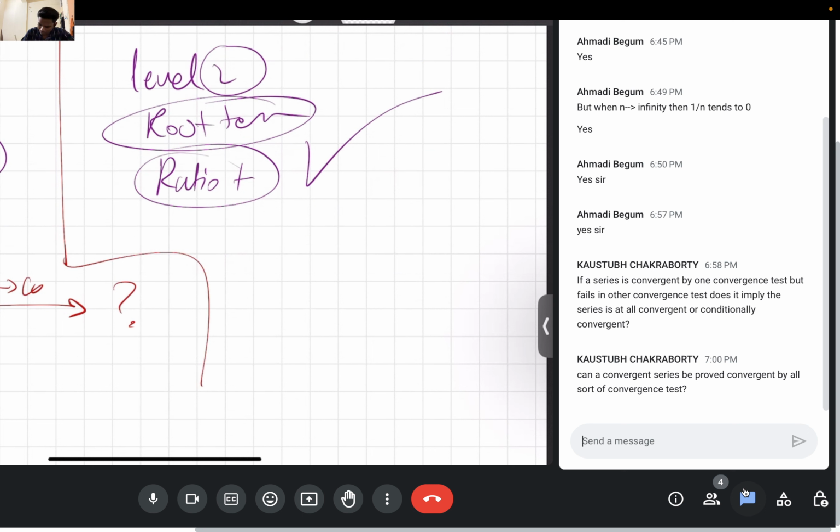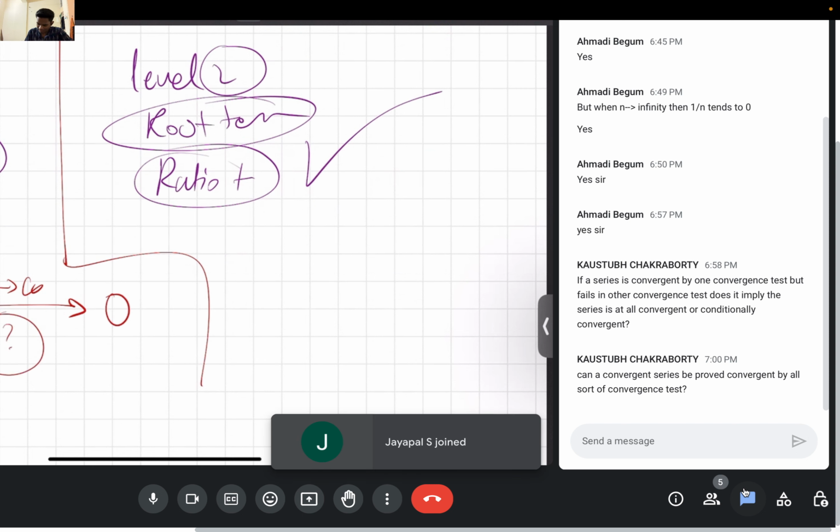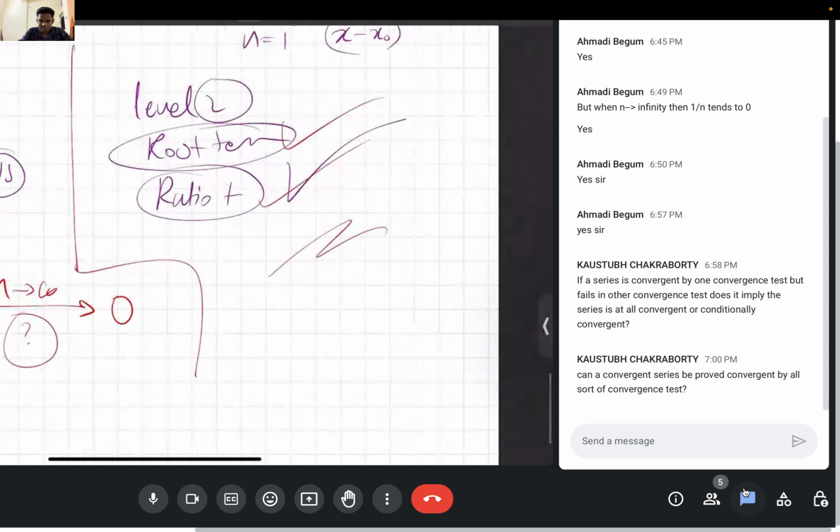Does this go to 0, right? We have this question: mod of an, as a sequence or as a series? I would say as a sequence. So in order to test this mod of an, you use the root test, ratio test, and other things. I think this is not possible for us.